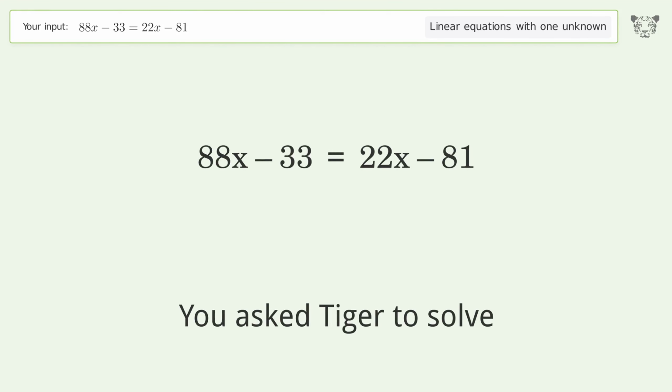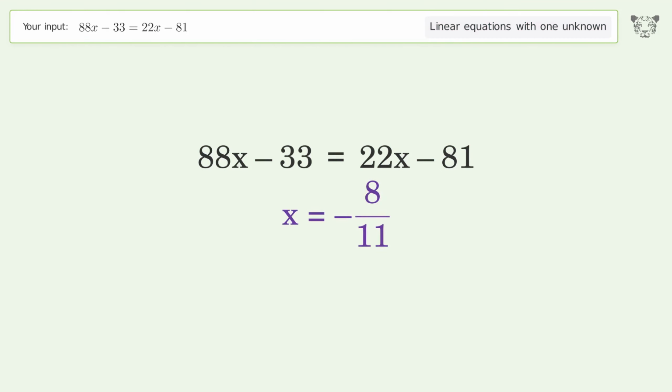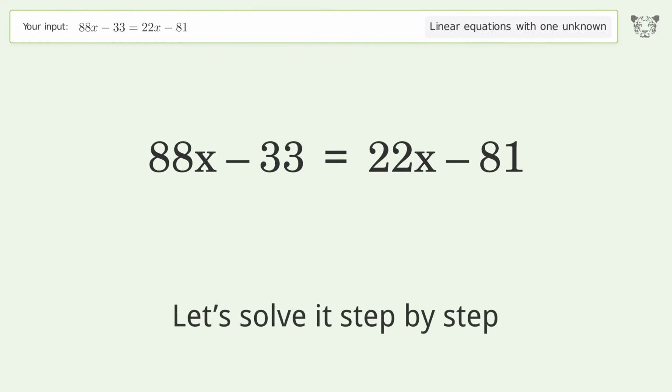You ask Tiger to solve this. This deals with linear equations with one unknown. The final result is x equals -8/11. Let's solve it step by step.